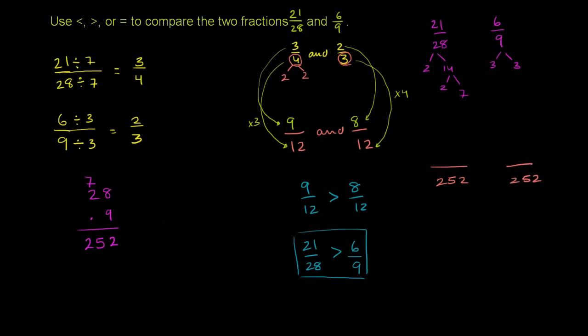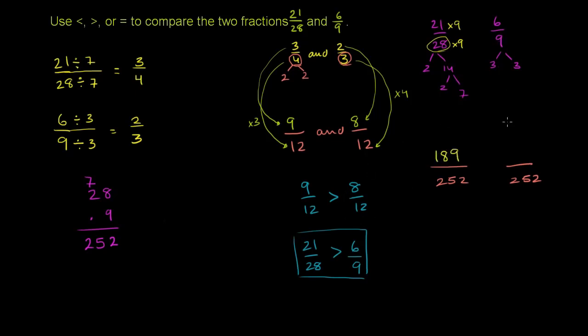Well, to go from 28 to 252, we had to multiply by 9. So we also have to multiply the numerator by 9. So what is 21 times 9? That's easier to do in your head. 20 times 9 is 180, and then 1 times 9 is 9. So this is going to be 189.